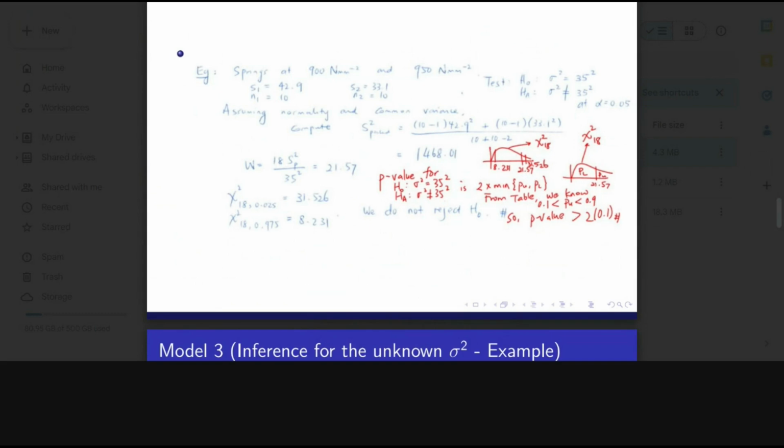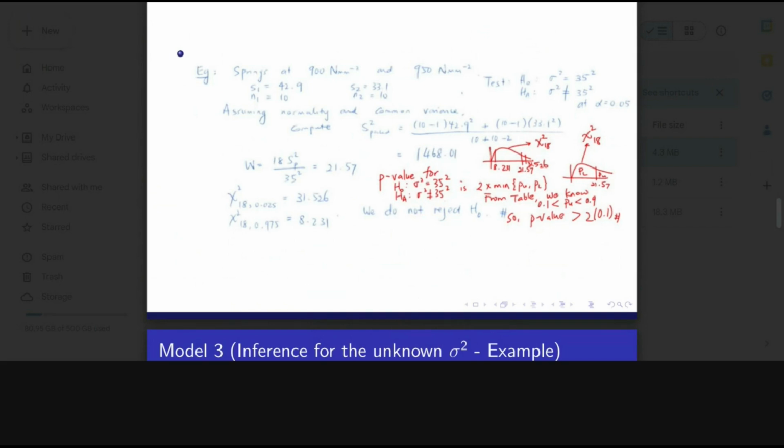So we do not reject the null at 5%. Why? Because 21.57 is very much within the acceptable range. The p-value is this area that you want. This is a two-sided test. So for a two-sided test, you have to follow this rule: find the smaller of the two areas, and then you multiply by 2.